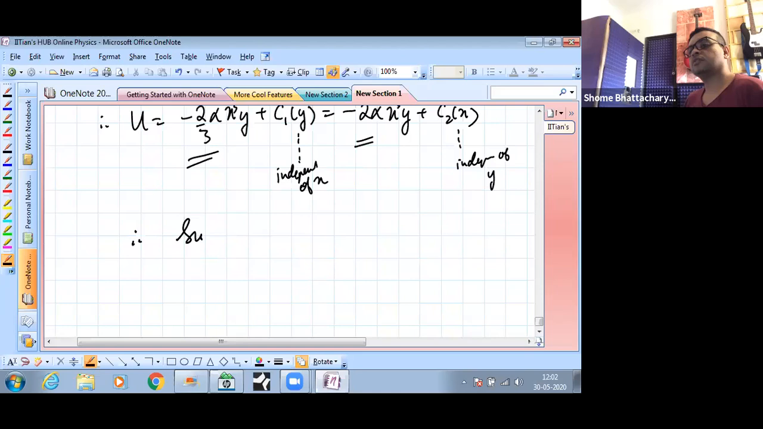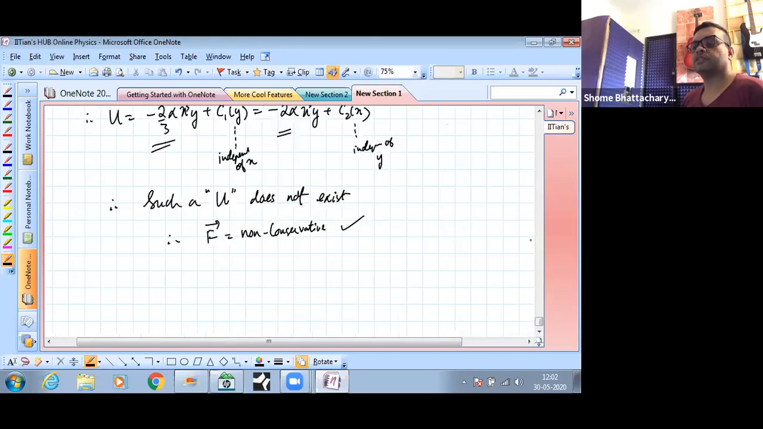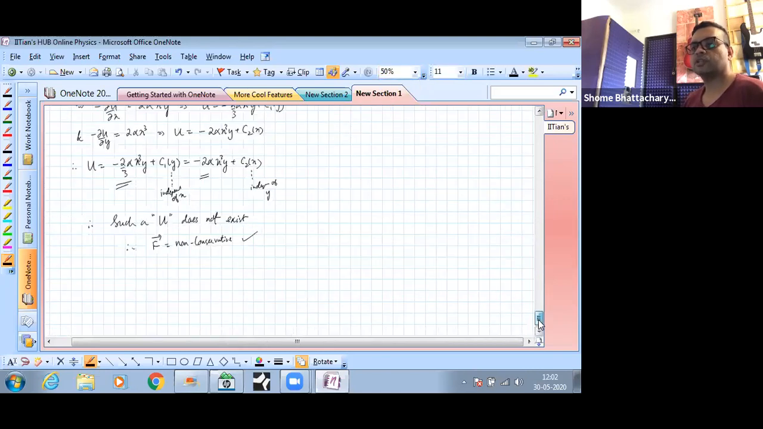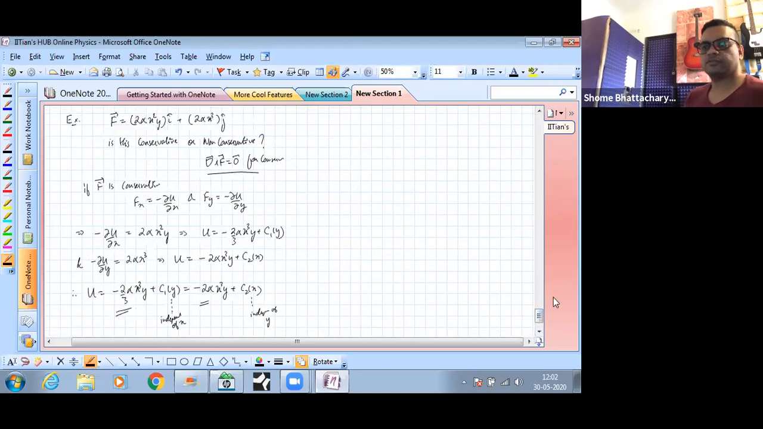This is not possible. Therefore, such a potential energy term does not exist, and therefore you can say that F is non-conservative. So I'm just showing you how this works both ways. Even if you're given a non-conservative force, without using the gradient and all that, without using curl (del cross F is called the curl of a force), you can quite easily show that it is conservative or non-conservative.